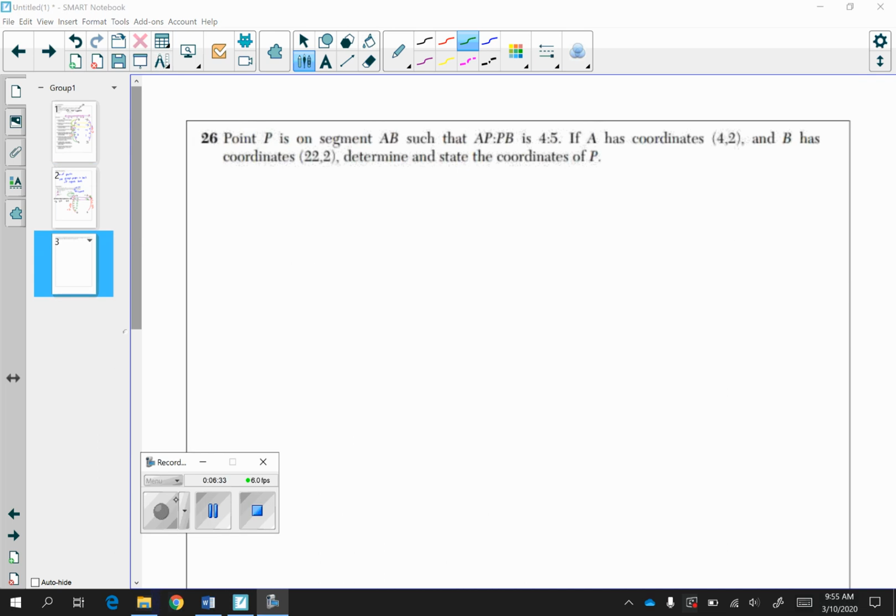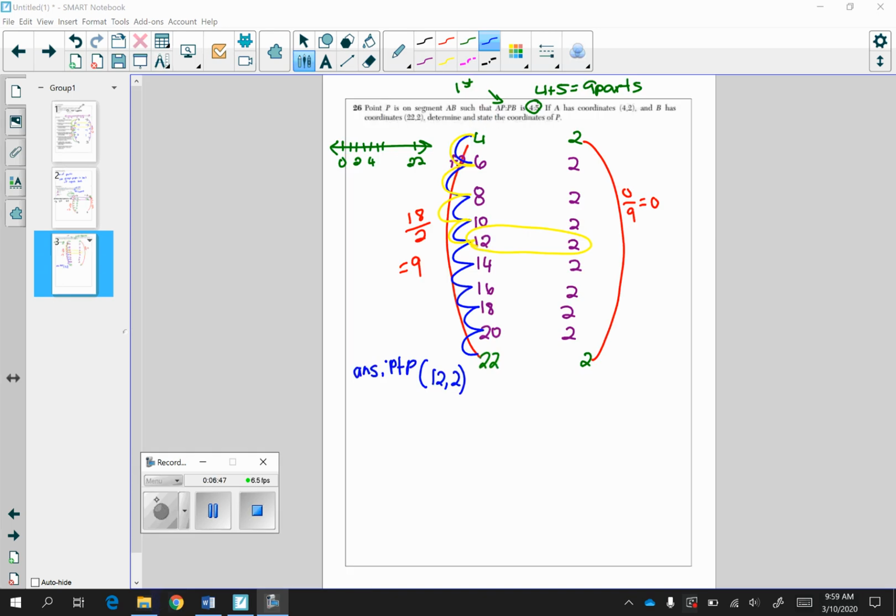You're going to try this question on your own. Pause the video, do it on your own, and then you can check your answer. This is the answer that you should have gotten, point P 12, 2.